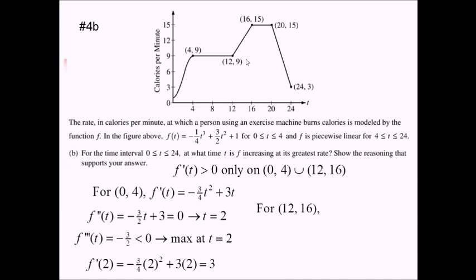So for 12 to 16, it's a little bit easier because this is just a line. So that means the value of f prime, the highest value, the only value, is going to be whatever the slope of this line is. We're going up from 9 to 15, so up 6, to the right 4. So we have 6/4 for the slope on this thing, for the f prime, which is 3/2.